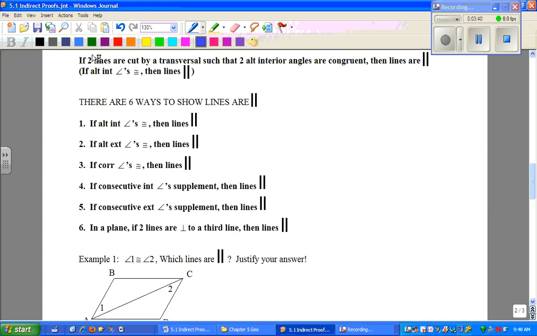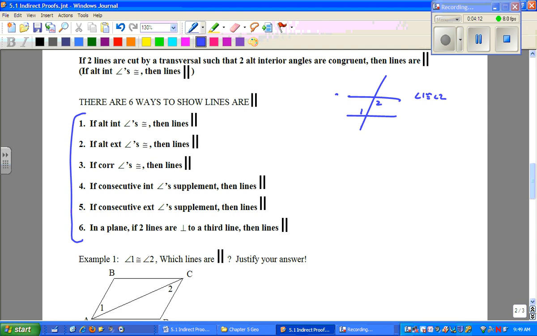Taking the idea of the angles, we're going to use our angle pair types and we're going to prove lines are parallel. We're using these 6 theorems right here. I know it's a lot, but if you know the angle types, you know the theorem. The long version says if two lines are cut by a transversal such that the alternating interior angles, which we'll call 1 and 2, are congruent, so 1 and 2 are congruent.